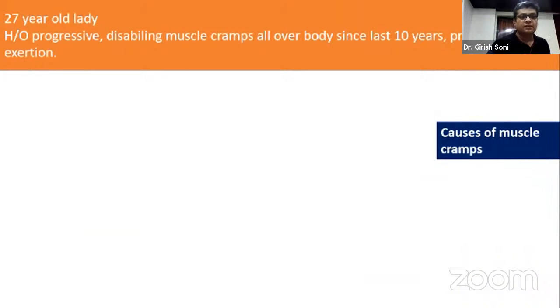Now next case, we had a 27-year-old lady who presented with 10 years history of muscle cramps, started from both lower limbs and spreading all over the body without any relief from multiple medications. And typically these muscle cramps got precipitated with exertion in hot climate.